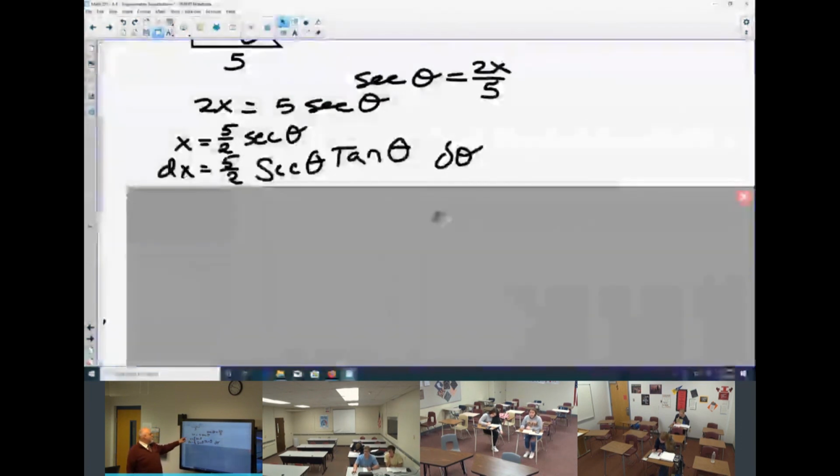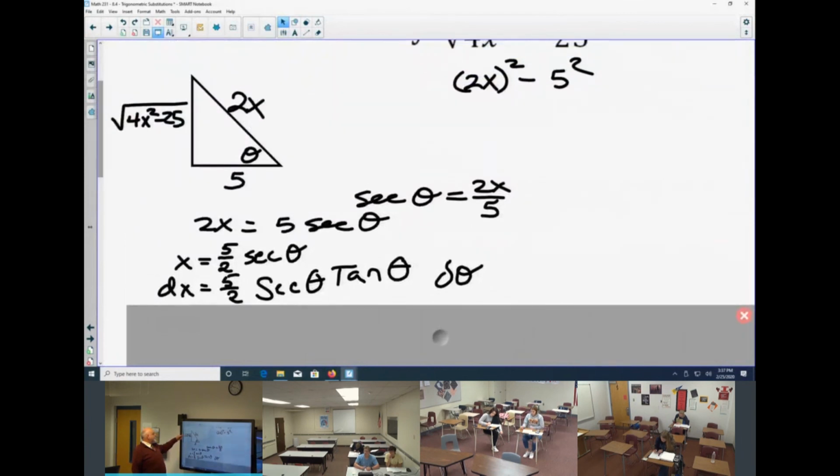Okay. All right, so did you get as far as this? So, okay, well, if secant theta is 2x over 5, then when we solve for x, it's actually going to be 5/2 secant theta. So that's where it's a little bit different, because before with the a, we just had to deal with 5. But on this one, it's 5/2. So the dx would be 5/2 secant theta, tangent theta, d theta.